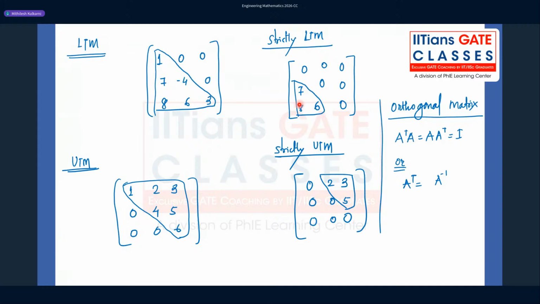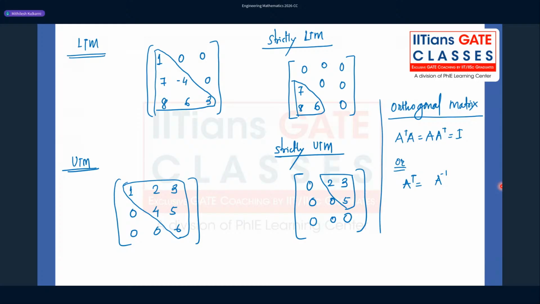And these are the strict versions of it. This is strictly lower triangular and this is strictly upper triangular. In a strictly lower triangular and strictly upper triangular matrix, the principal diagonal is also 0. In a strictly upper triangular matrix, only the upper triangle is non-zero, and in a strictly lower triangular matrix, only the lower triangle is non-zero, and all other elements, including the principal diagonal, are 0. Okay, so these are the lower and upper triangular matrices.